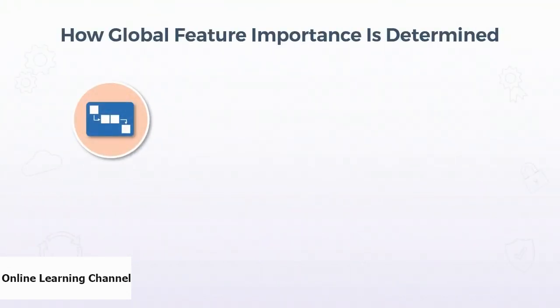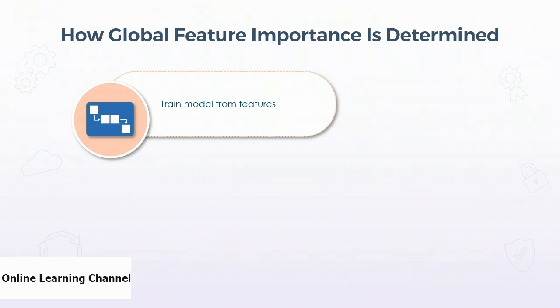So how exactly is a global feature importance determined? Well, like I said, the first thing you have to do is train a model from a dataset with known features and labels. The training exercise will evaluate the data using whatever algorithms you want to create a model. And each time you train your model, because you can train it however many times you want, you'll get a slightly different version of a model that has different accuracy, recall, or just overall performance.